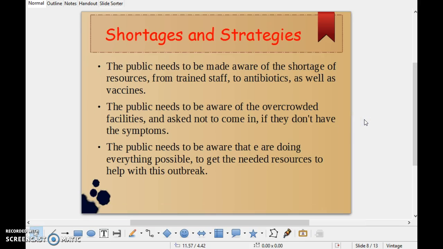Shortages and strategies. The public needs to know that we're doing everything we possibly can to get these antibiotics and the vaccines that are needed to help with the outbreak. And they need to be aware of the overcrowding of the facilities and not to come to the facilities because they've developed a dry cough in the last 5 minutes because they've put themselves into a panic.